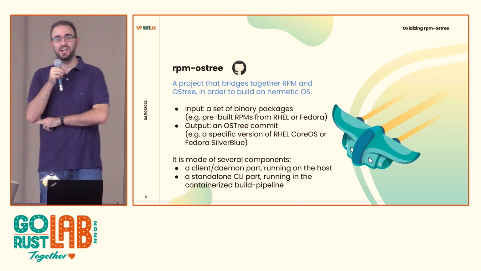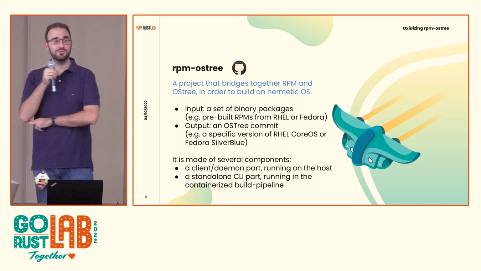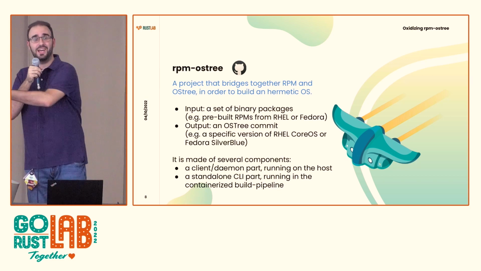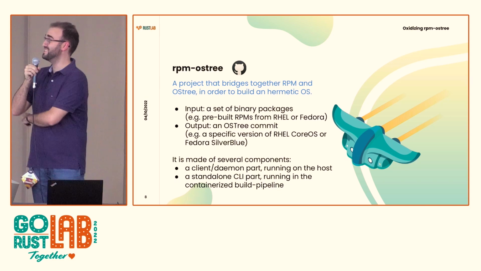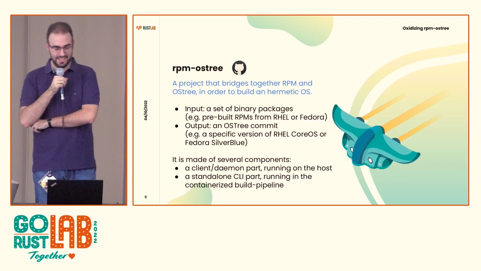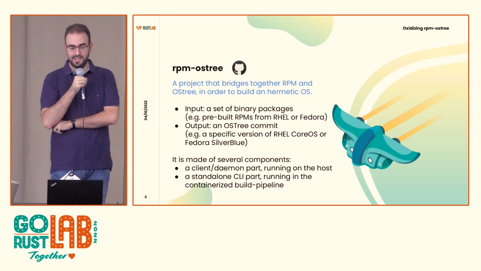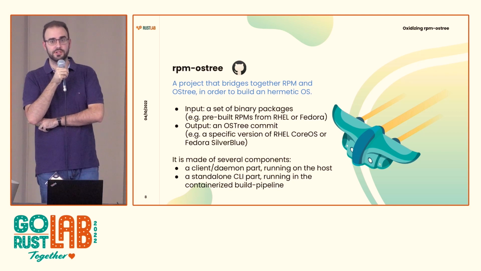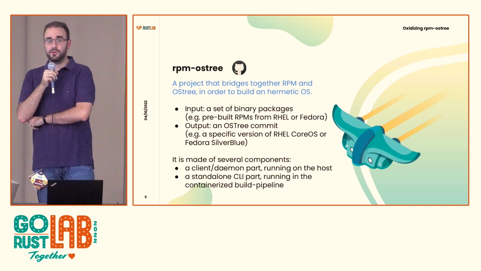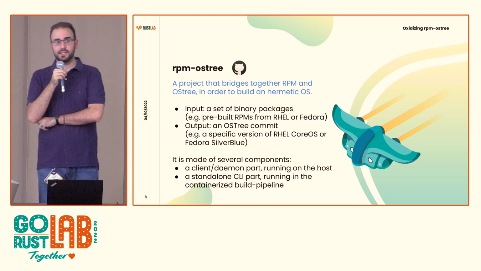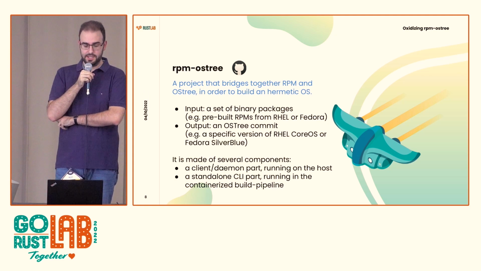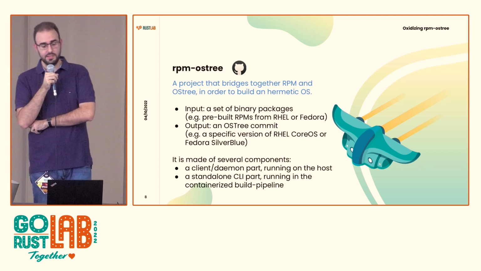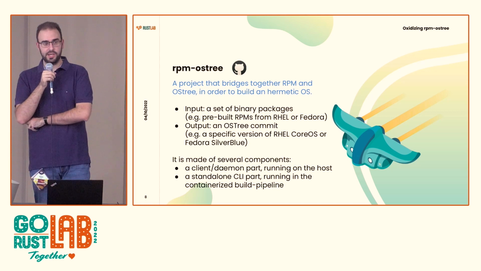We are engineers. So as you can imagine, RPM-ostree is a project that takes RPMs and OSTree and puts them together. That's all of it. So the idea is, again, bridging between those RPMs that we already have, because distributions are already building them, and OSTree that we use for this kind of transactional update scheme in order to build a hermetic operating system. As an input, we take a set of binary packages.